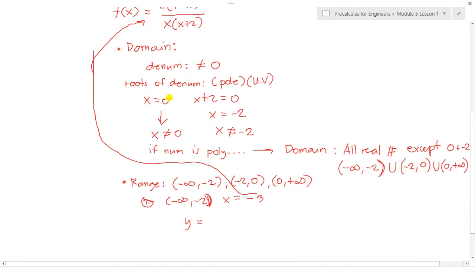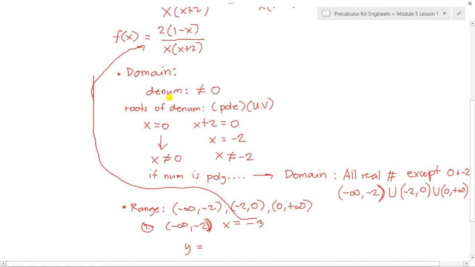So medyo taas-taas gid siya nga process. So we have here 2 times 1, ang negative 3 ma-plus na. So 1 plus 3 divided by negative 3 times negative 3 plus 2. The result is a positive number. Tama ba? Naabay nag-verify ala?